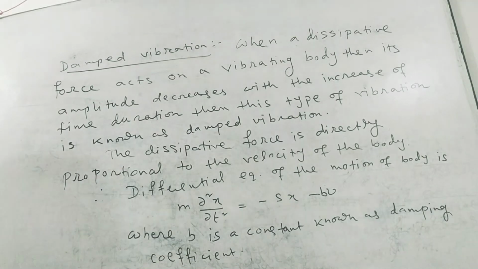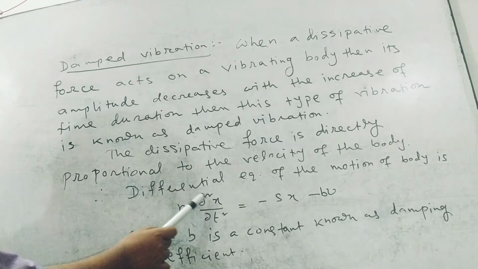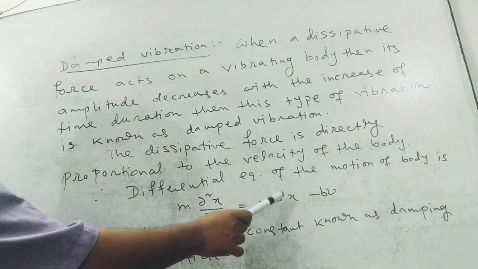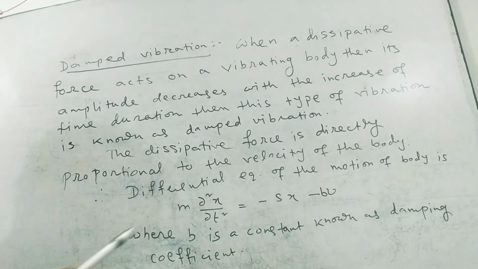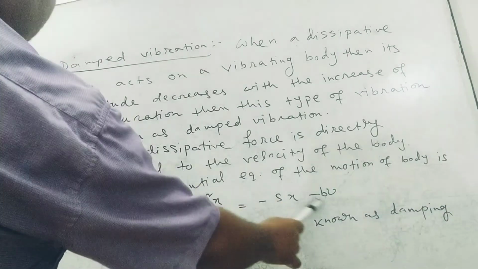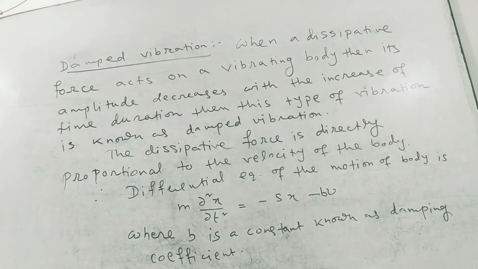Therefore, the differential equation of the motion of the body is m d²x/dt² is equal to minus sx minus bv. Minus sx is the differential equation of natural vibration, and minus bv is introduced due to the dissipative force, where b is a constant known as damping coefficient. Damped vibration is commonly seen in our nature. In this case, the amplitude of the body decreases with the increase of time. After some time, the vibrating body stops.